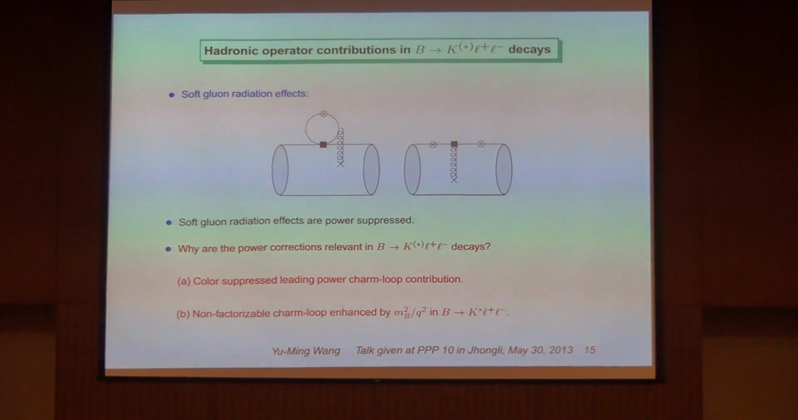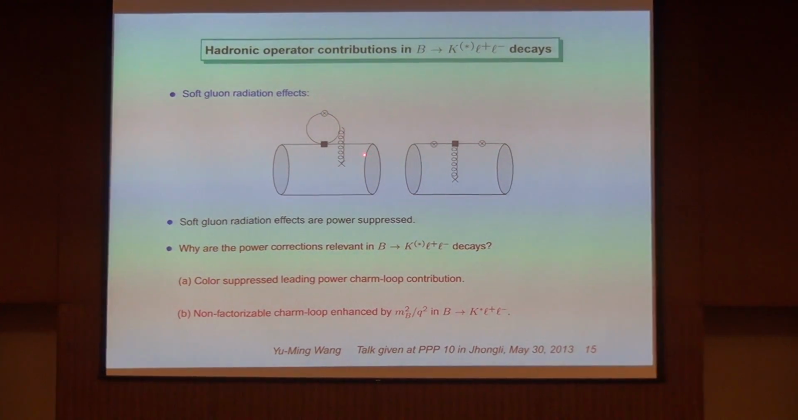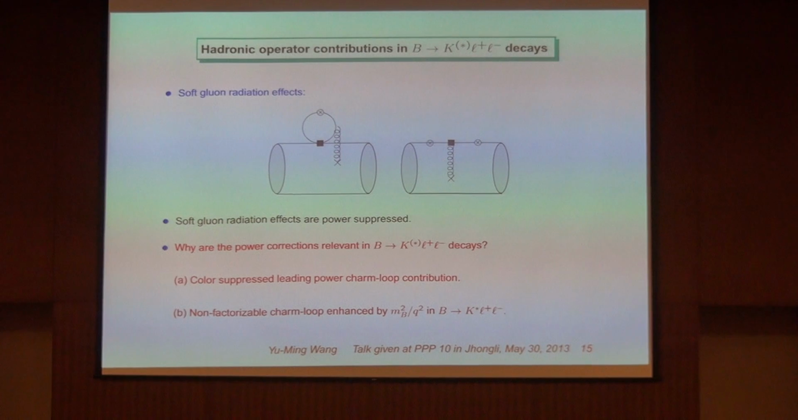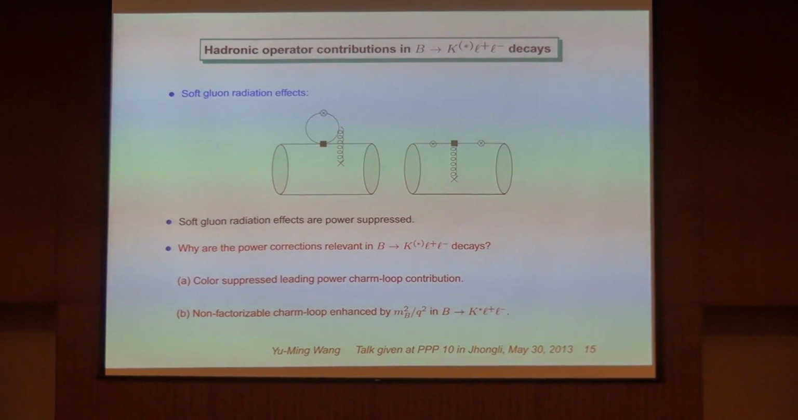The last type of diagram is the so-called soft gluon radiation. Soft gluon can be emitted from the charm quark loops and also generated by the chromomagnetic operator O8. So the simplest way to estimate these two types of contributions, of course, is power counting. Using this SCET power counting, you can clearly find out that these soft gluon radiations are power suppressed. So you may wonder, why are we interested in such power corrections? The answers are as follows.